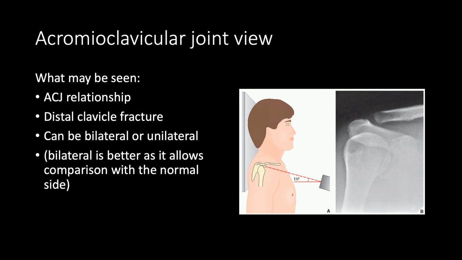The acromioclavicular view. So here we're looking at the AC joint. So we're looking at the relationship of the acromion and clavicle. You can also see some clavicle fractures possibly. So it allows you to get a good view of what's going on with this AC joint. So if you suspect AC pathology, those shoulder separations or AC joint sprains, any type of arthritis at the AC joint, you may want to get one of these views.